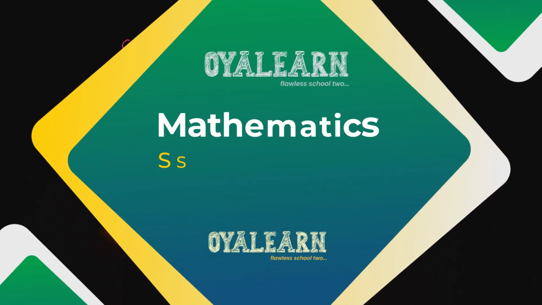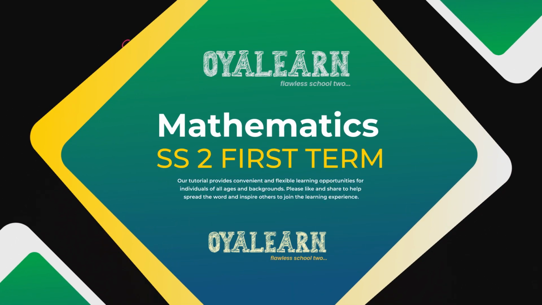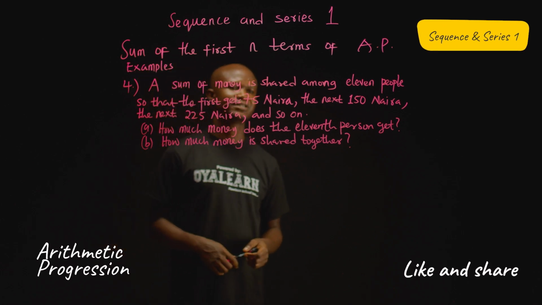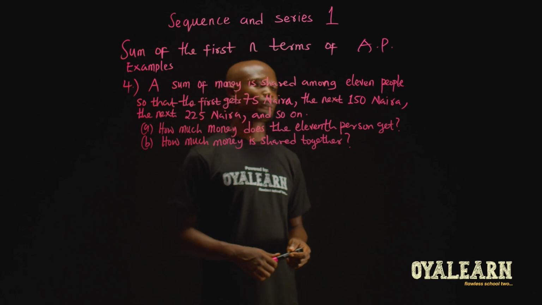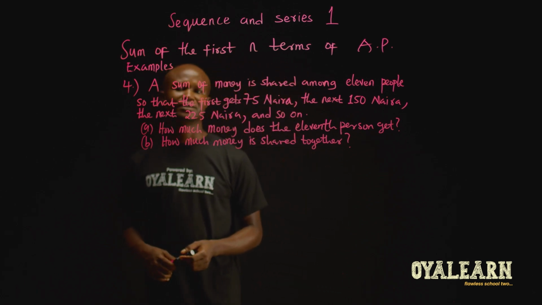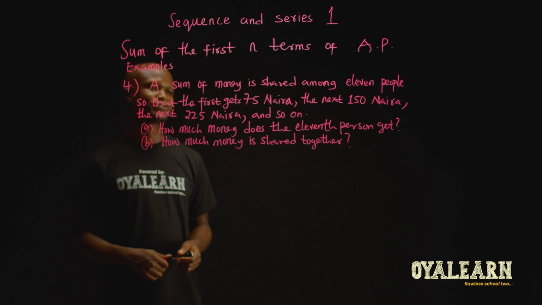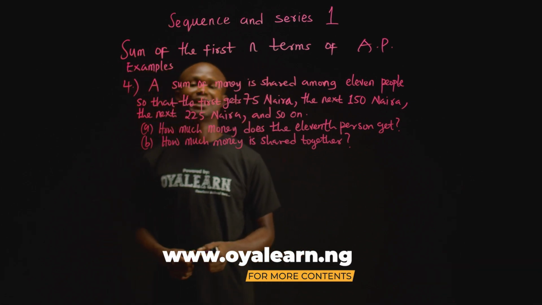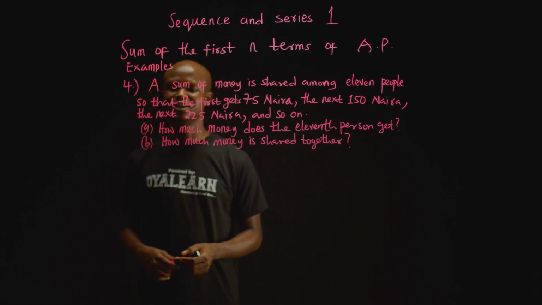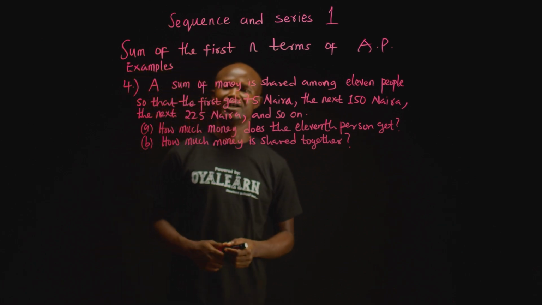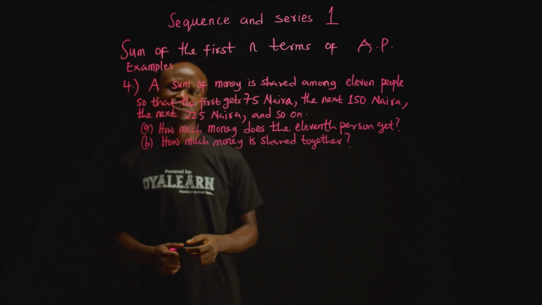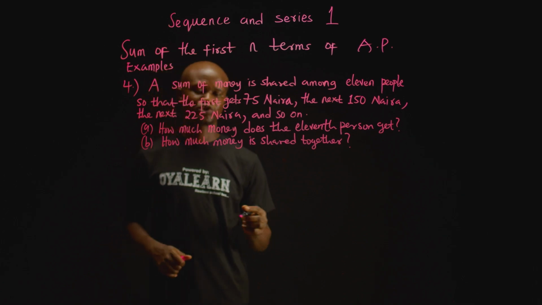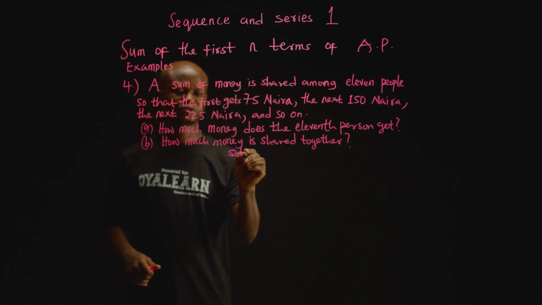A sum of money is shared among 11 people so that the first gets 75 naira, the next 150 naira, next 225 naira, and so on. A. How much money does the 11th person get? B. How much money is shared together? This question is based on application of arithmetic progression to real life situation. Solution.